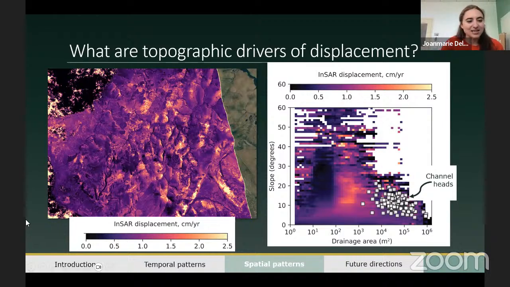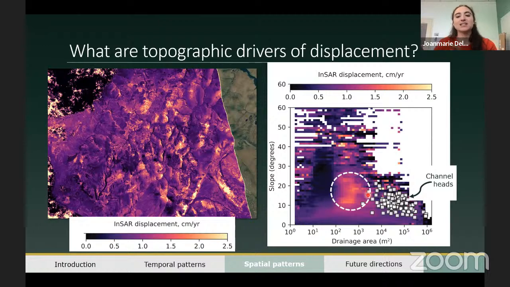And I started to see some things here. So I've got my laser pointer here. I manually mapped some channel heads on this just so that you can see we've got drainage area on the x-axis. So we're getting more and more wetness, more and more upslope contributing area on the x-axis, and then you've just got topographic slope on the y-axis. And so this big black hole right here is actually some of those bedrock tors. They're a little bit steep and they're not moving. But we do have this hotspot right here.